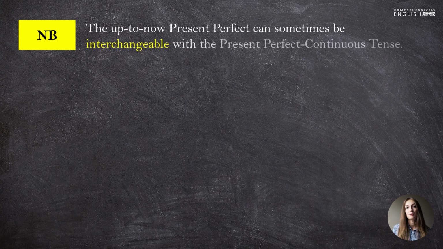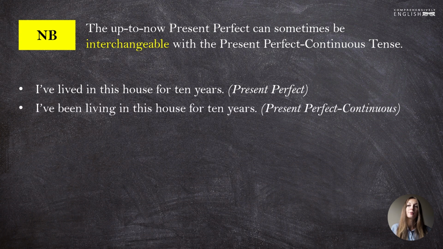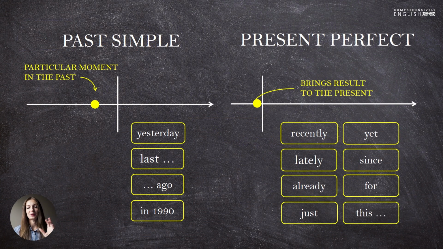The up to now present perfect sometimes can be interchangeable with the present perfect continuous. That's when you want to highlight that something has been going on for a really long time. For instance, you can say, I've lived in this house for 10 years, or you can use the present perfect continuous tense and say that I have been living or we have been living in this house for 10 years. This way you'll highlight or stress the period of time, that this is a long period of time for you, 10 years. Now let's return to the comparison of the past simple tense and the present perfect tense.